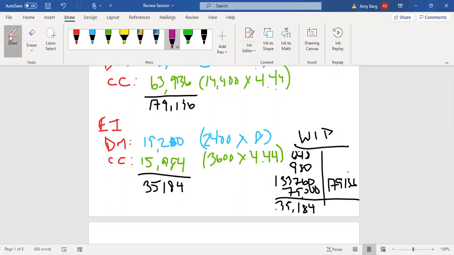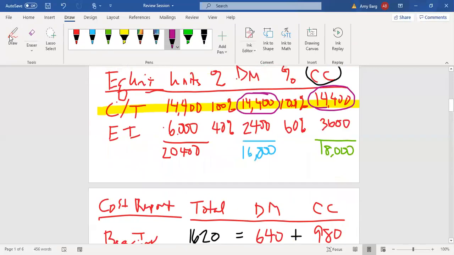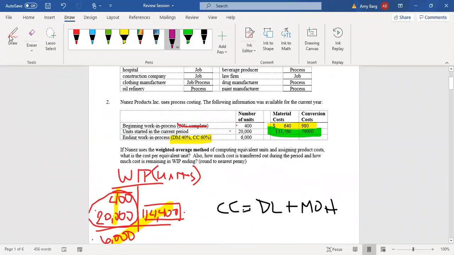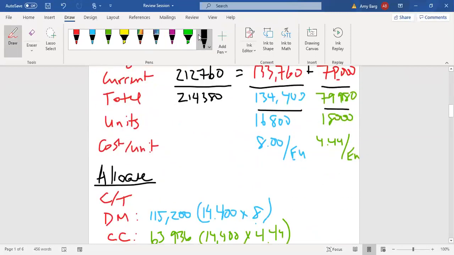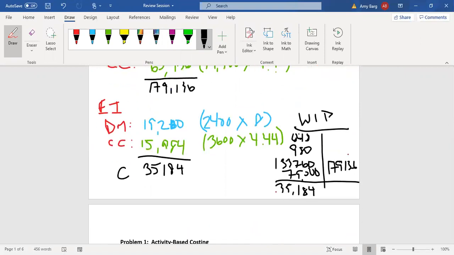And I believe we have answered all of the things we needed to answer, right? We answered how much was transferred out during the period, how much was remaining, and we figured out what the cost per equivalent unit was down here. This is A, this is B, and this was C. So if you have any questions, you should definitely contact me. I can try to explain it a little bit better.